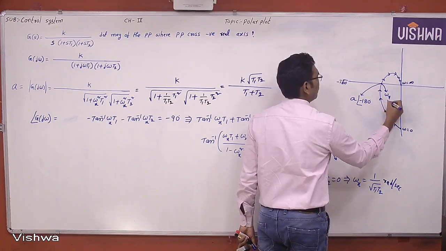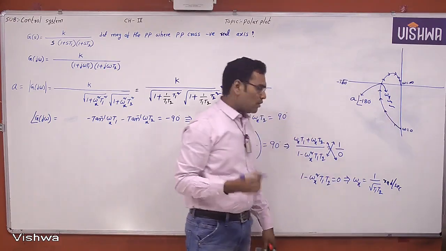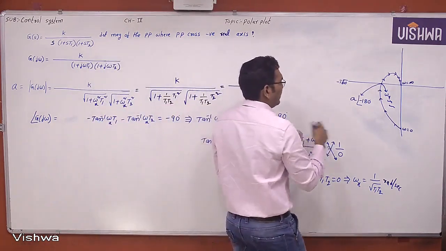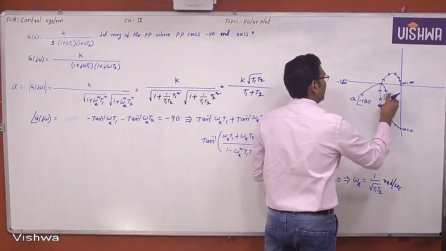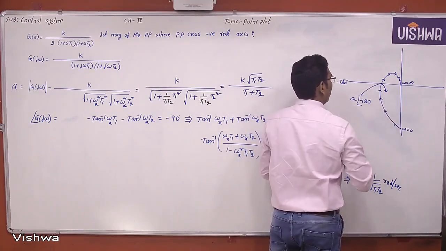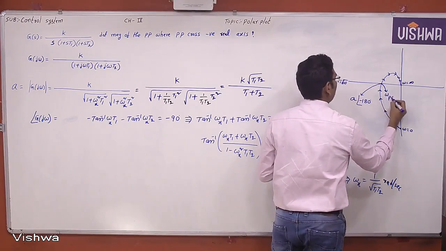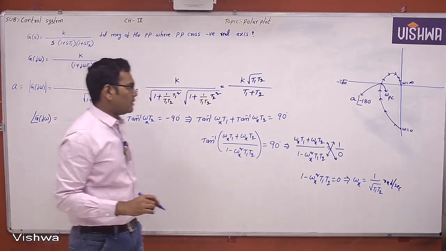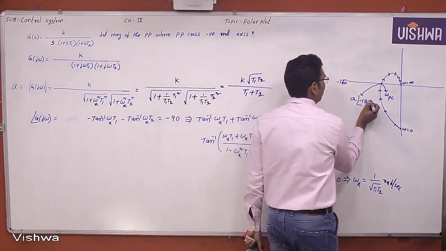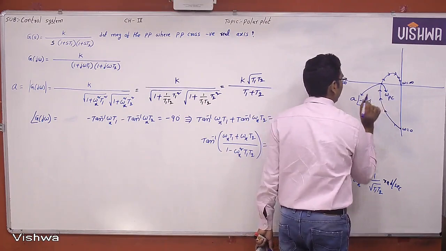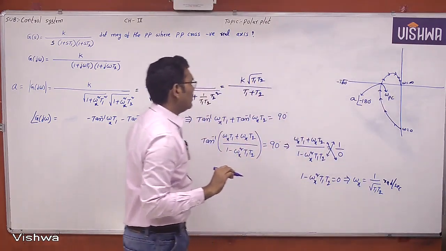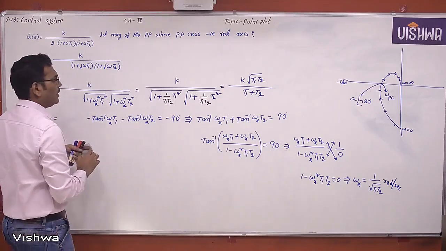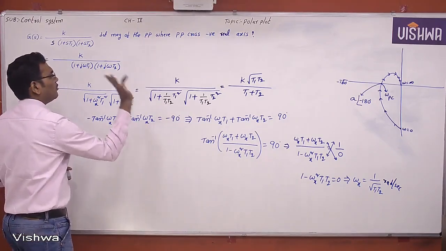Don't say omega x, omega y, omega z. Earlier I didn't know it, therefore I called it omega x and omega y. But when the phase angle is minus 180 degrees, this particular frequency is called the phase crossover frequency. What is the phase crossover frequency? The phase crossover frequency is the frequency at which the phase angle equals minus 180 degrees.